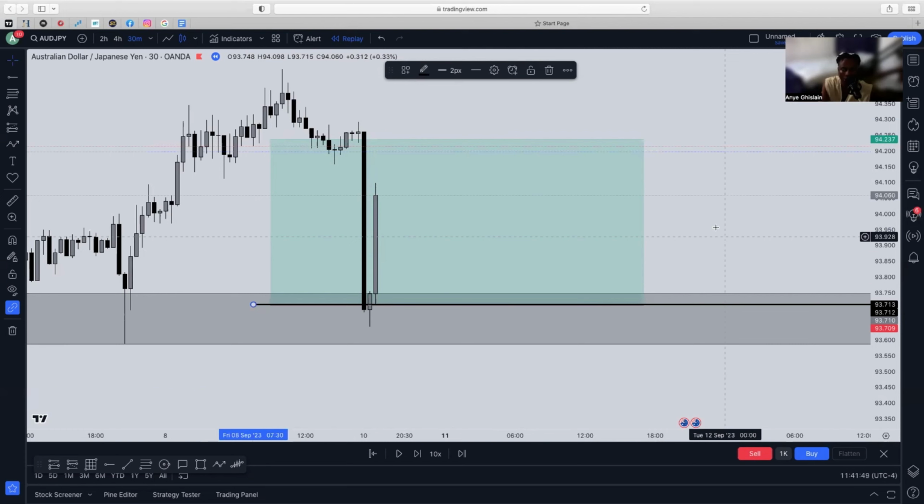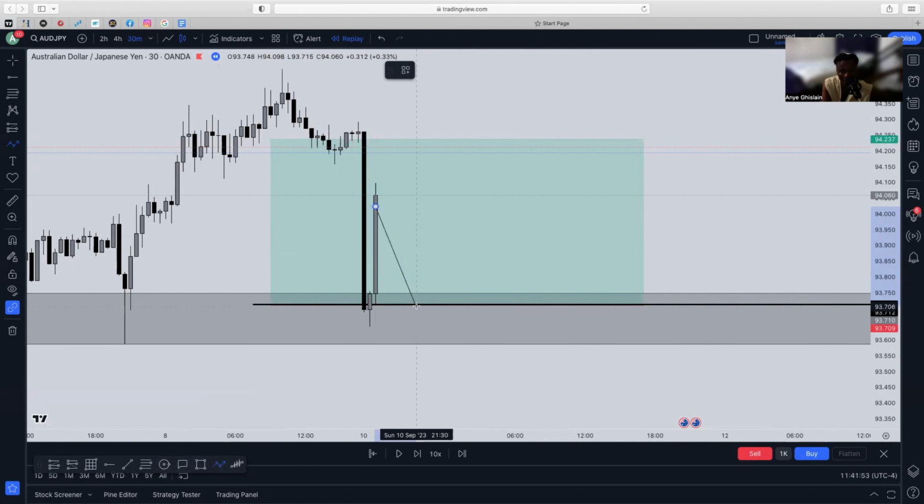So my stop loss now will be here. So in case this market retraces back down, I want to get stopped out of this trade without making any money or without losing any money.